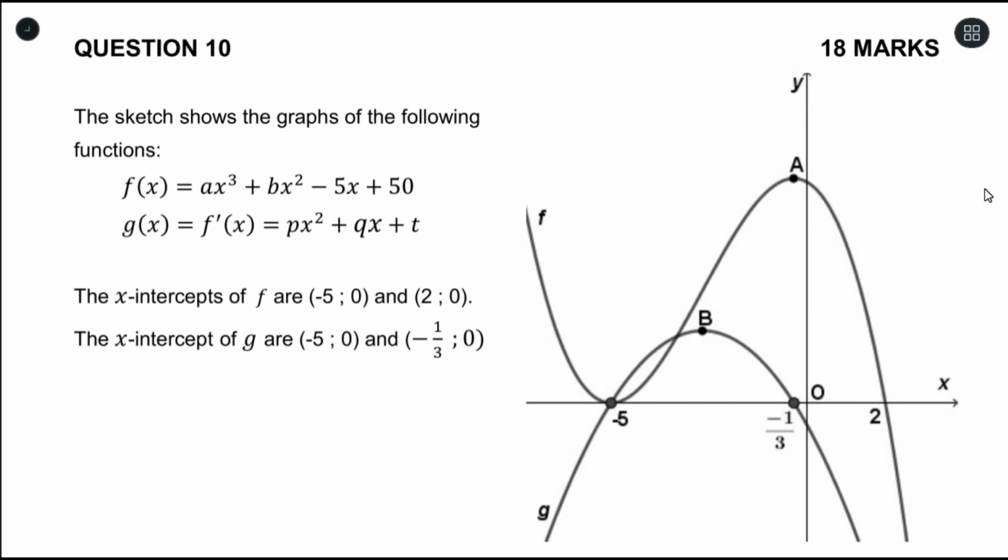Now, we're given the x-intercepts of f and g. The x-intercepts of f are -5 and 2, and the x-intercepts of g are -5 and -1/3. Before we get into the question, one thing you always need to understand is that the x-intercept of the derivative is the same thing as the x-coordinate of the turning point of f(x). In case we need it in the question, always remember that. Okay, so let's get into the actual questions.